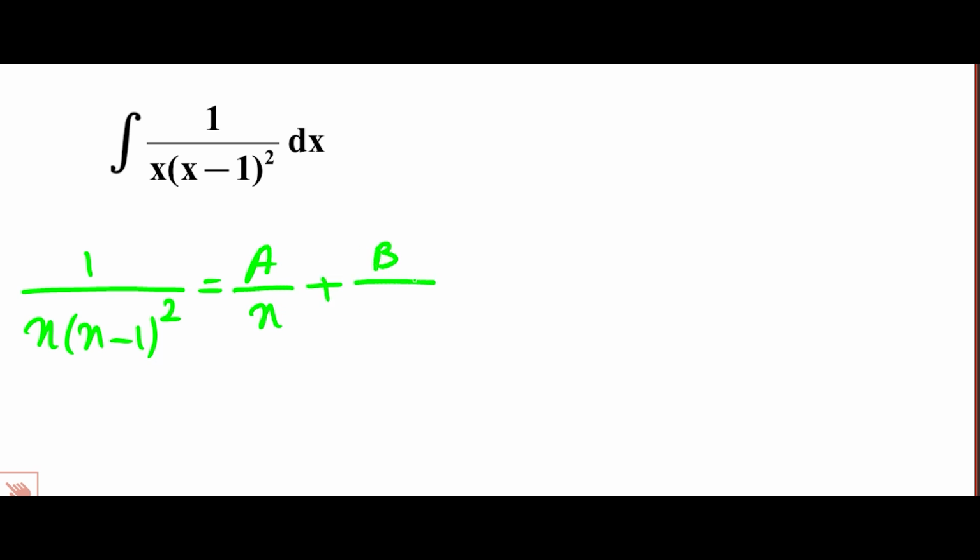Number 2, the integral of 1 over x times x minus 1 whole squared dx. We have one simple linear factor x and one repeated factor x minus 1 whole squared. So we have 1 over x times x minus 1 whole squared equals a over x plus b over x minus 1 plus c over x minus 1 whole squared.